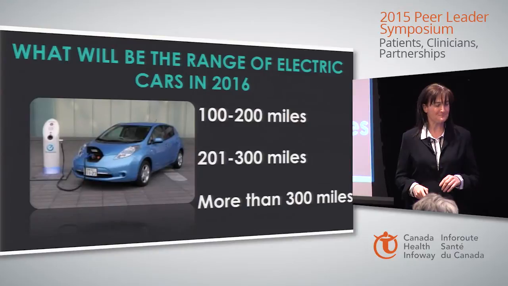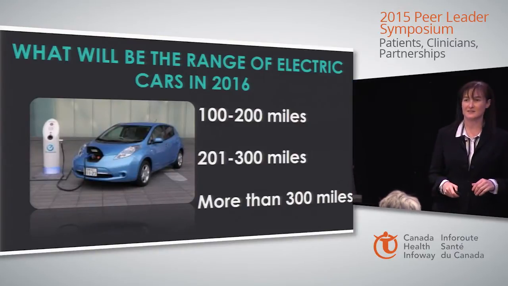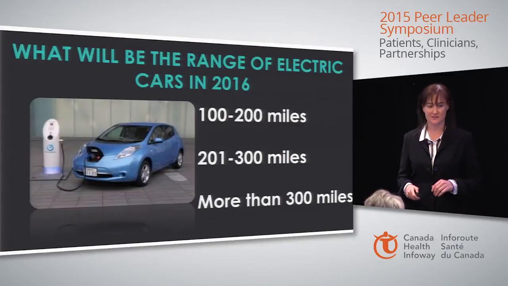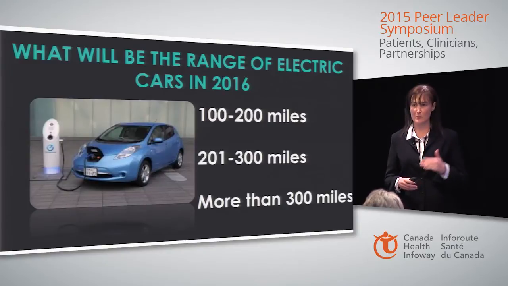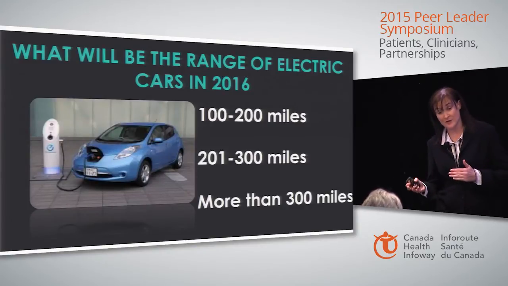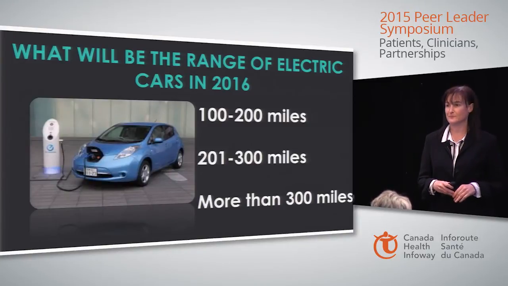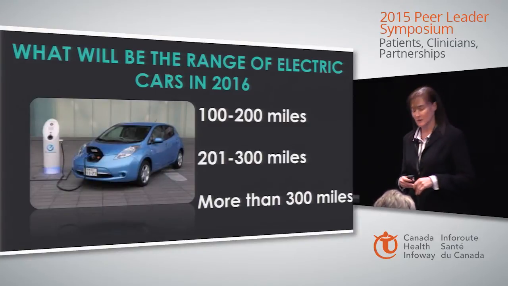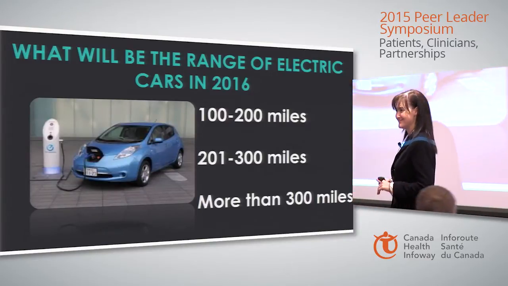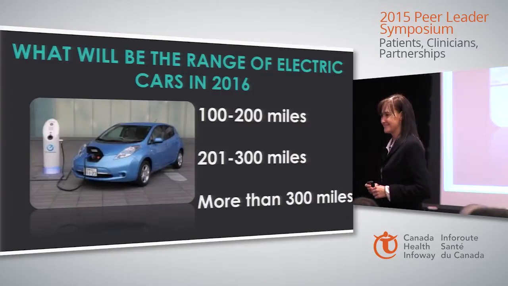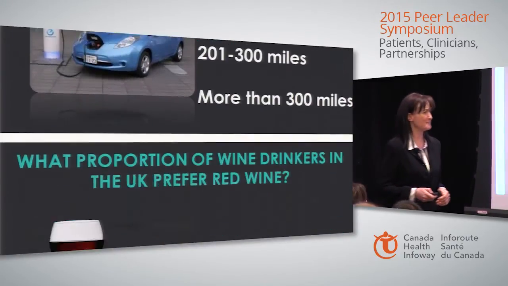Okay, number 4: what will be the range of electric cars in 2016? Here are your 3 choices. In 2016, will electric cars be able to go between 100 and 200 miles, 201 to 300 miles, or more than 300 miles? Next year, what will Elon Musk of Tesla be able to do? Okay, we're on number 4, correct? Yep. All right, last one.